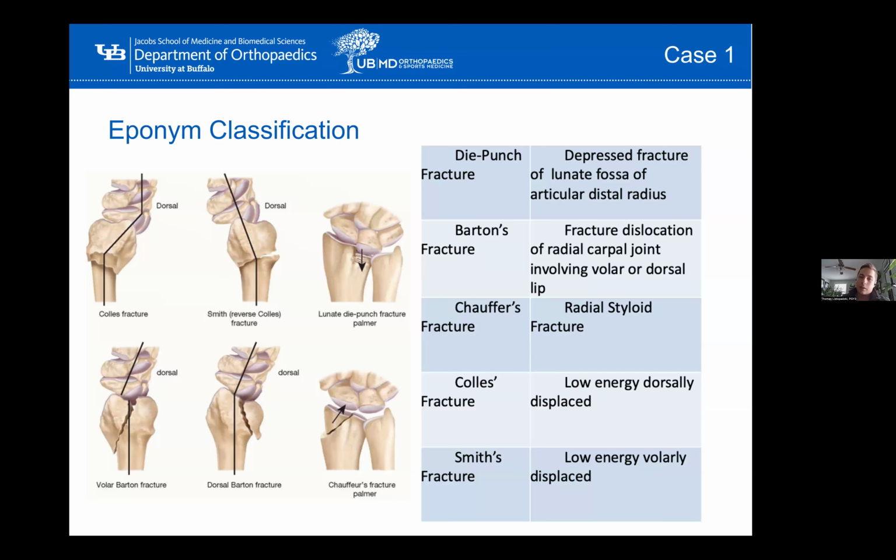There are a small handful of different classification styles for distal radius fractures. The one that I use most commonly, and that we tend to use to communicate most effectively, is the eponym classification. This basically just describes fracture patterns based on different names. Some of the most common ones that you're going to see are the Colles and Smith fractures, which are basically extra-articular distal radius fractures, either with dorsal or volar angulation.